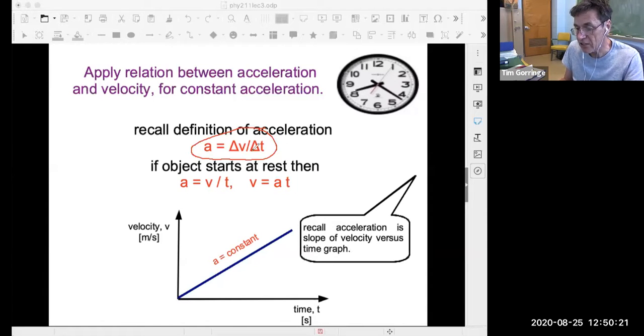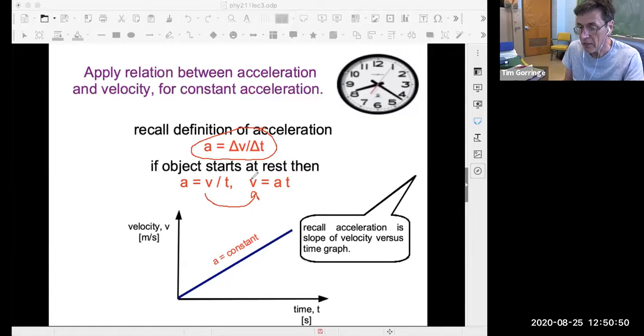And this change in time, this delta t, is just really the time if you start the clock when you release the object. And so I've replaced the delta v by v. I've replaced the delta t by t for my object starting from rest. And then I've just rearranged this equation as an equation for the velocity. So I divided it through, multiplied through by the time.